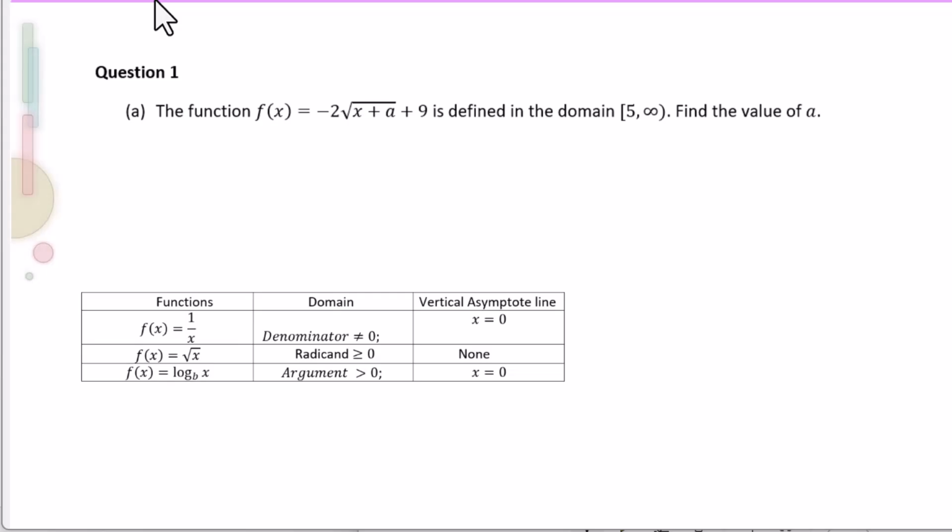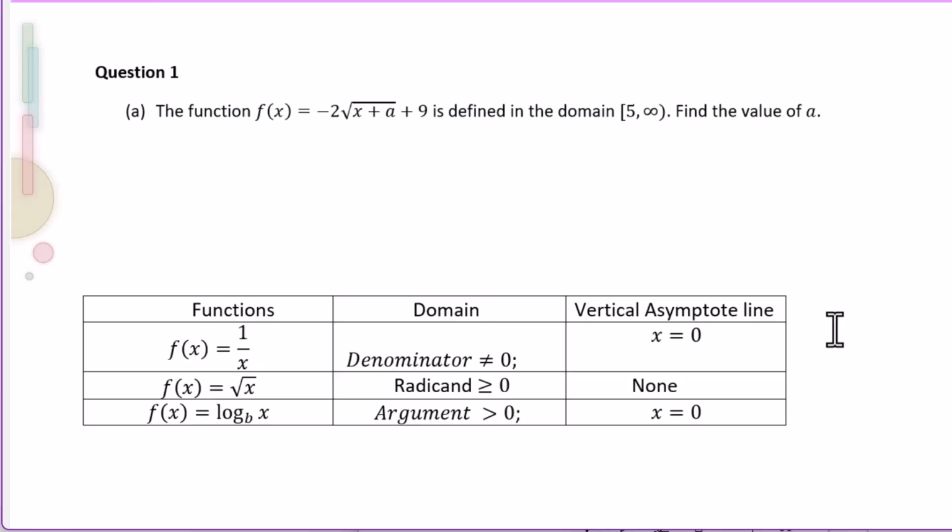Question 1. The function f of x equals -2 square root of (x plus a) plus 9 is defined in the domain [5, positive infinity). Find the value of a.